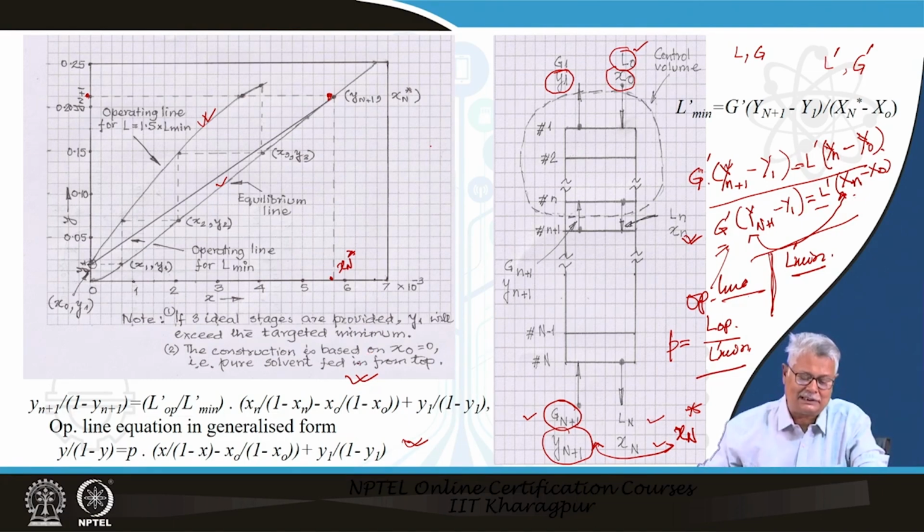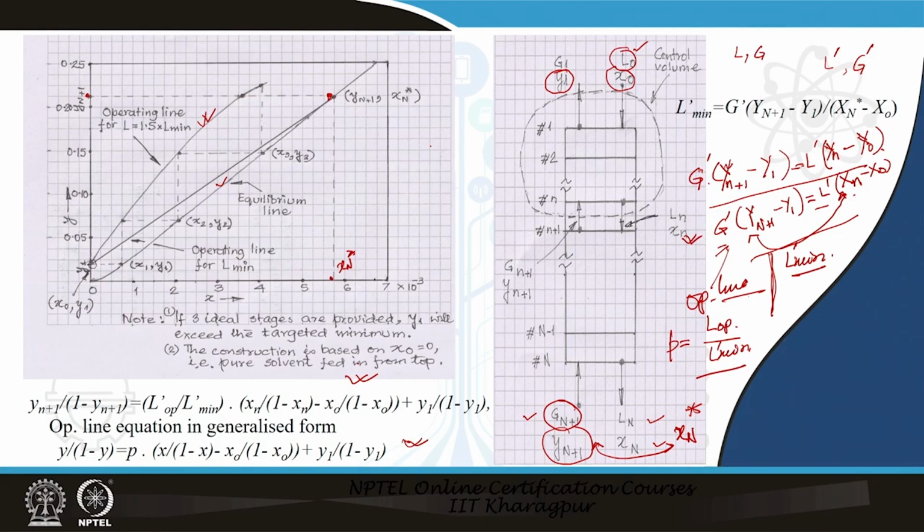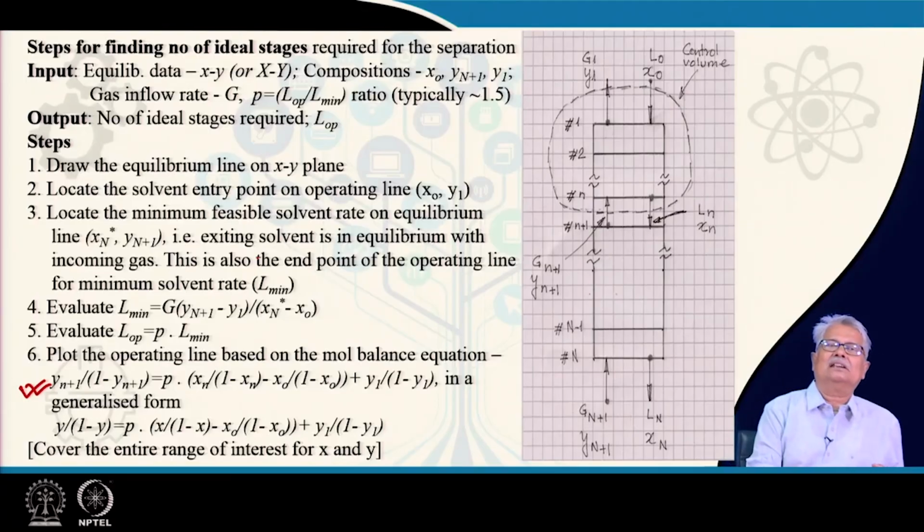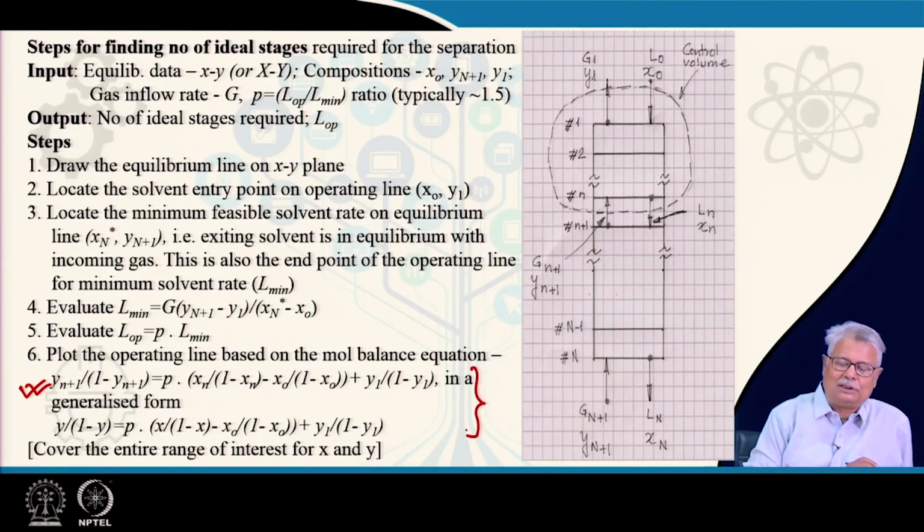The procedure is exactly the same. With this, I think I will stop here, and will illustrate the details of the procedure with a numerical example in the next class. The steps are written here very clearly. The operating line equation is also here in a generalized form using that particular P. It could also be written in terms of capital X, capital Y if you are going to use the coordinates capital X and capital Y also.